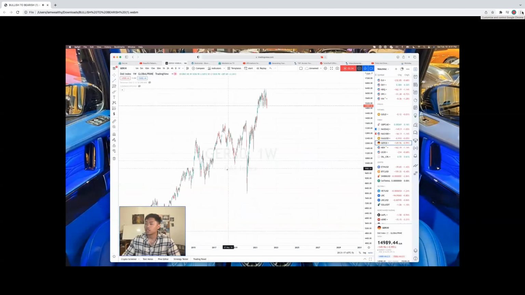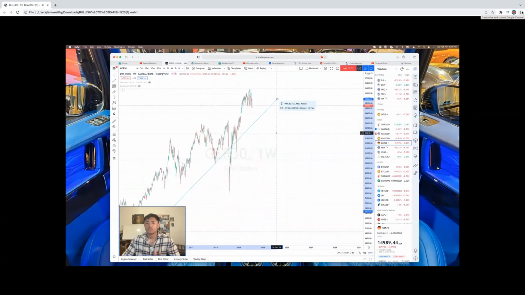Understand, family, that the market is always moving 3 different ways: either going up, going down, or sideways. So you guys can see right now, the trend line for the weekly is going up, right? One thing you'll find out as a trader is that they always say trend is your friend, right?